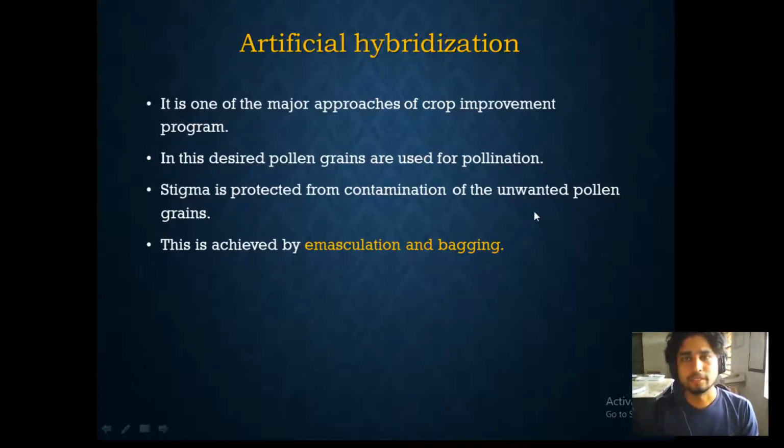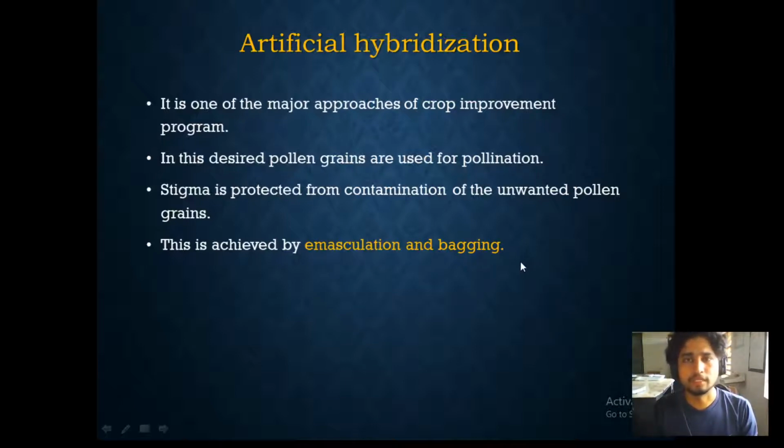Meanwhile, they protect the stigma from getting contaminated. What do we mean by contaminated? Contamination refers to unwanted pollen grains. When unwanted pollen grains land on the stigma, it is said to be contamination. In order to stop this contamination, there are a few techniques called emasculation and bagging. These are physical barrier techniques which usually stop the unwanted pollen grain from landing on the stigma.